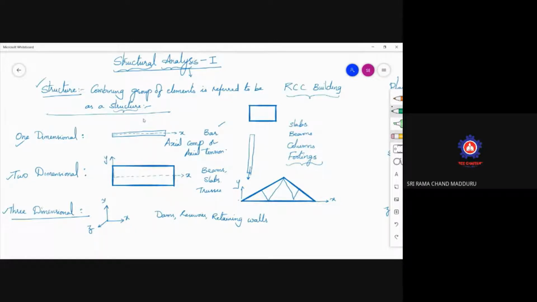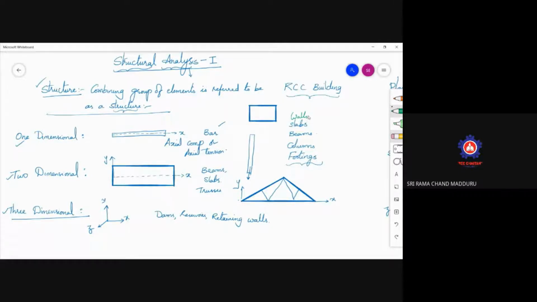We are combining elements to form a structure. So here elements of our building are nothing but footings, columns, beams, slabs. You can also say walls are also elements of a structure. I am not dealing with whether it is a structural member or non-structural member. So walls can also be considered as the elements of a structure.